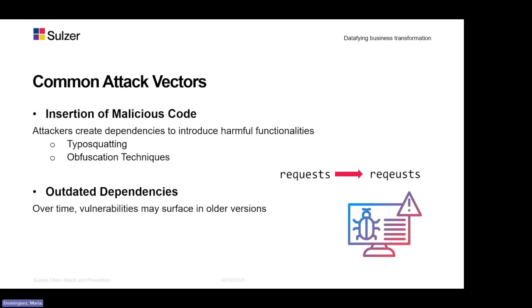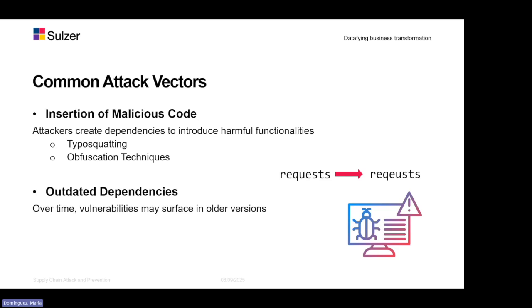Malicious actors can exploit dependencies to introduce harmful functionality into the application, and this can be achieved through different types of techniques. The first one being typosquatting. This can be quite similar to the first example of attack I've explained, but the difference is that the attacker uploads package names similar to popular libraries.